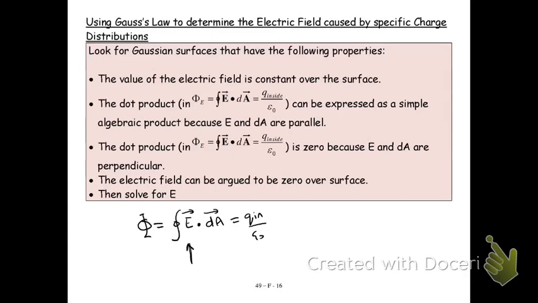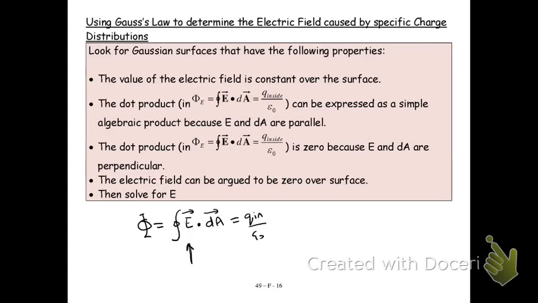So the trick for us is being clever about which Gaussian surface we choose to use. And remember, the Gaussian surface is going to include your point of interest. So the only thing I can tell you is the point of interest will be somewhere on that Gaussian surface. It's got to be, otherwise you're doing the problem on the wrong bit. But beyond that, it depends upon the symmetries of the problem.